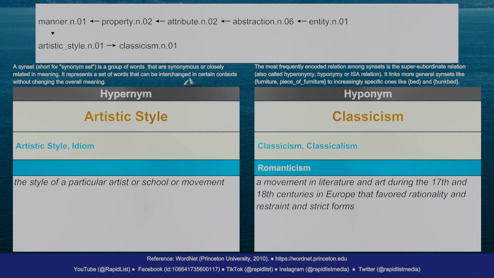Classicism. A movement in literature and art during the 17th and 18th centuries in Europe that favored rationality and restraint in strict forms. Classicism often derived its models from the ancient Greeks and Romans.